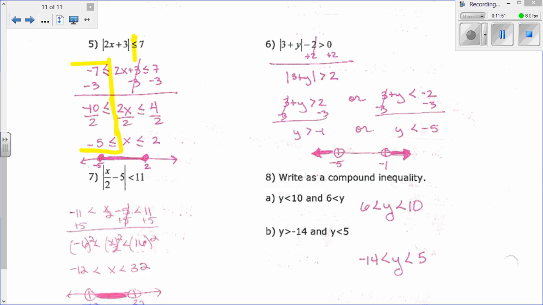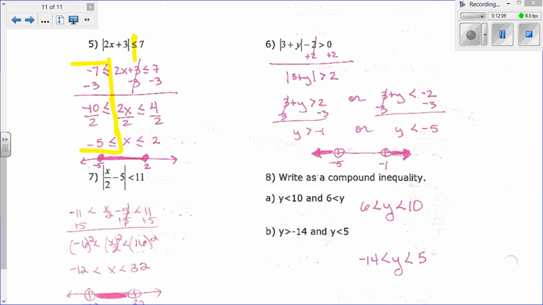But in math, we are very much balanced and equal. So since I subtracted 3 from the right side of the inequality, I must also subtract 3 from the left side of the inequality, so I get negative 7 minus 3 is negative 10. Now I have negative 10 less than or equal to 2x less than or equal to 4.